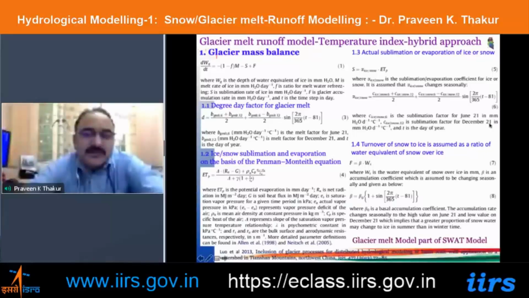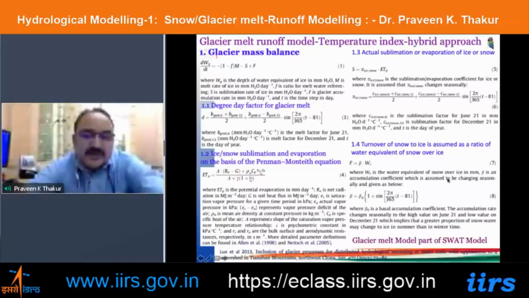That means the maximum and the minimum. Then the turnover of snow to ice as a ratio of water equivalent of the snow or ice. Beta is the accumulation constant, and it is assumed to change with the season. So this will change with the season.